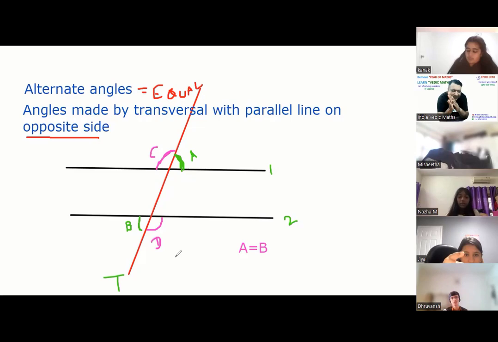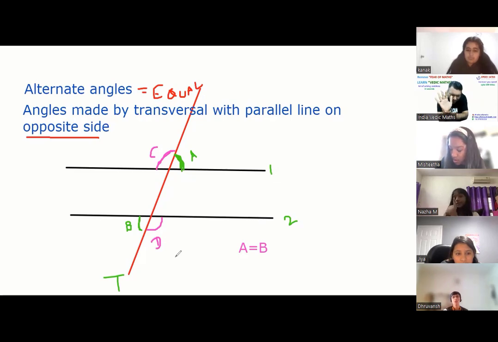C is on the left top side, and D is on the right side. And another difference is that C is above the line, on the top, and D is on the bottom. Very cool, everybody. Dhruvansh. Angles made by a transversal on a straight line on opposite sides.